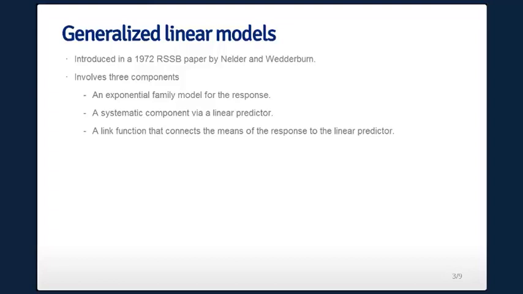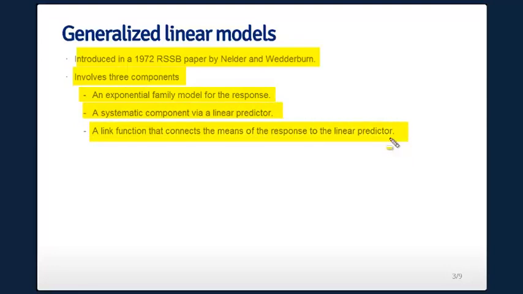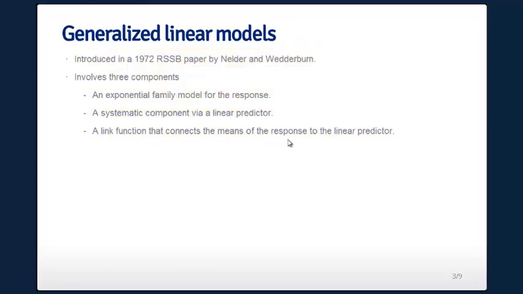So GLMs are generalized linear models. They're introduced in a 1972 RSSB paper by Nelder and Wedderburn. And the GLM involves 3 components. There's a so-called exponential family model for the response, a systematic component via a linear predictor, and then a link function that connects the means of the response to the linear predictor. And we'll go through all 3 parts, but now you know what a GLM is in terms of its definition. It has to have those 3 things, but we'll go through the specifics of what they are.